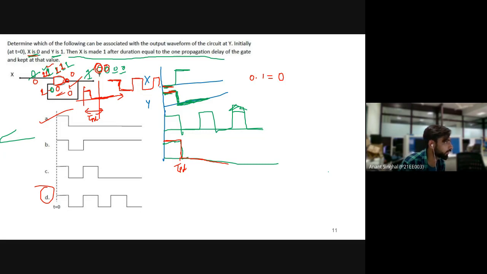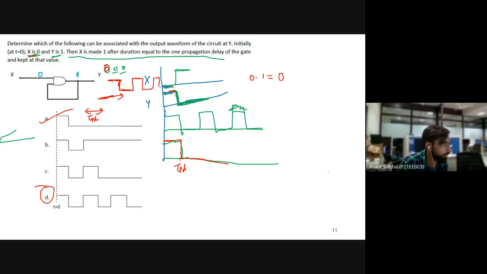So yeah, in this question, what is given? There is an AND gate. Let me try to erase it. Okay. So it is given in this question that initially x is 0 at t equals 0 and y is 1. So here I have plotted that x is 0 at t equals 0 and y is 1. I'm assuming that after one propagation delay, x is made 1.